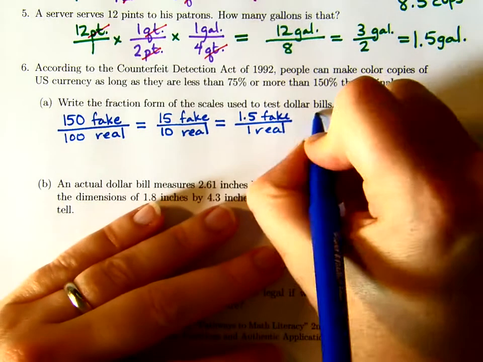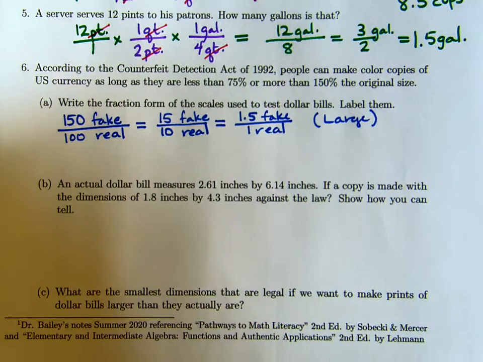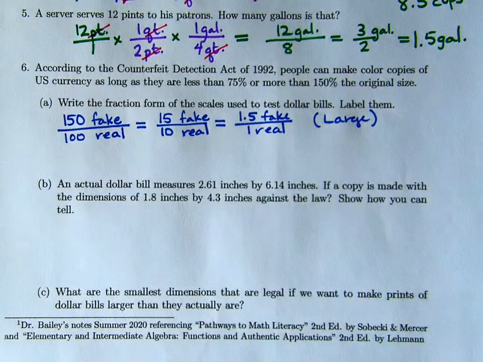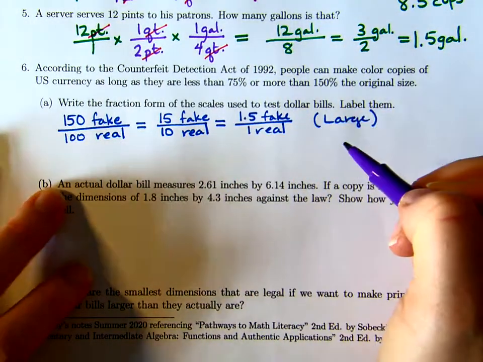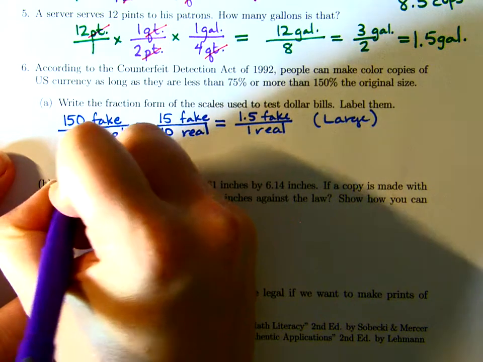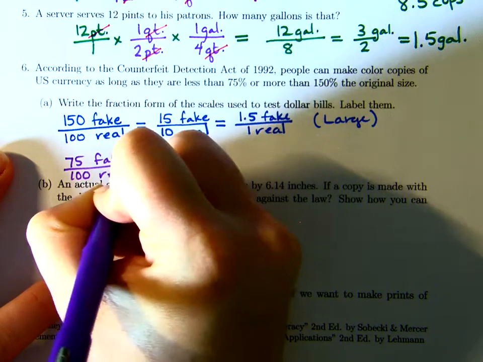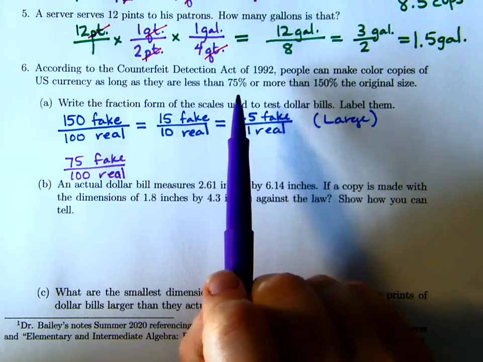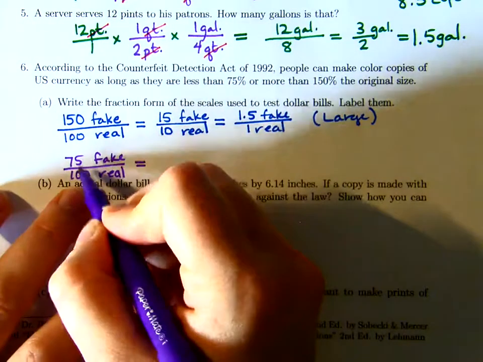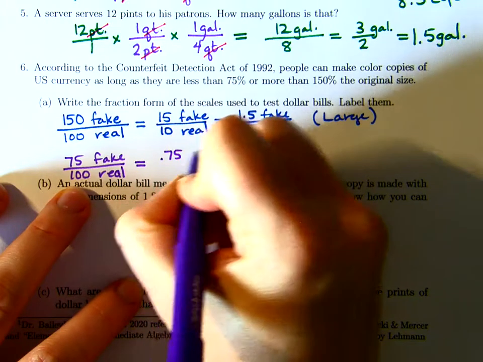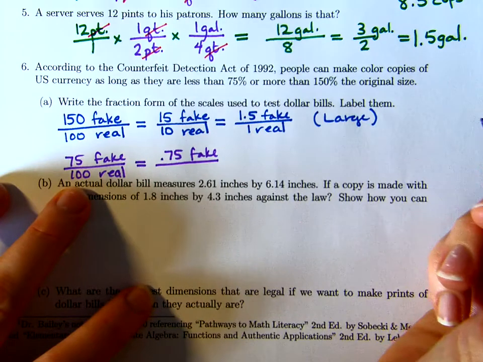So this is the large or big, blue for big. And then let's suppose we are scaling down to 75% or smaller. Well, 75 fake to 100 real. I'm just using that percentage. So remember, percent means out of 100. So, well, what is that? 0.75 fake for each 1 real.